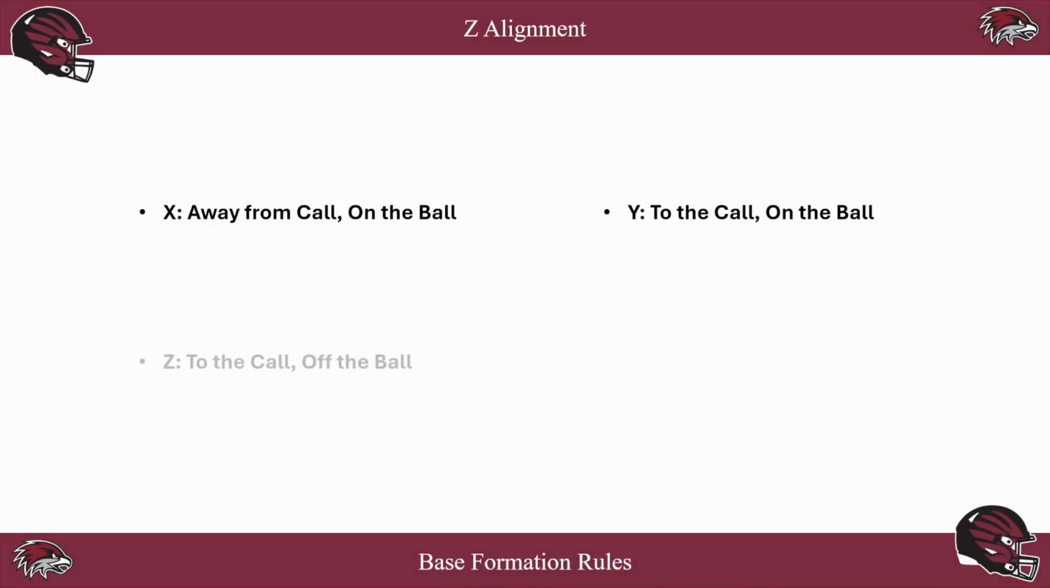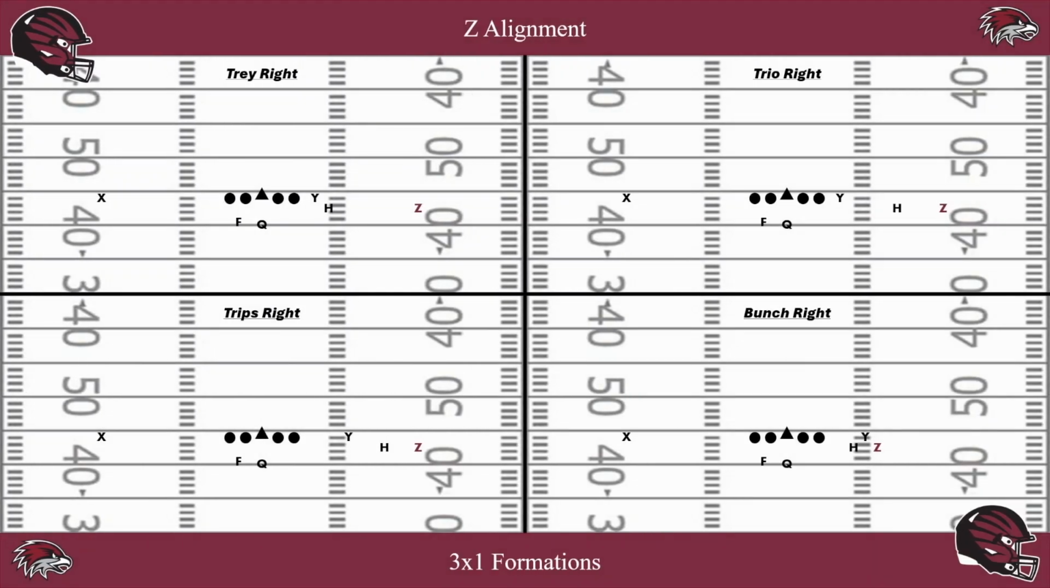Now let's talk about alignments for the Z. The Z aligns to the call, off the ball, in a 2-point wide receiver stance. In tray, trio, and trips, the Z aligns as the outside wide receiver in a 2-point stance. In bunch, the Z aligns as the outside player in the bunch.